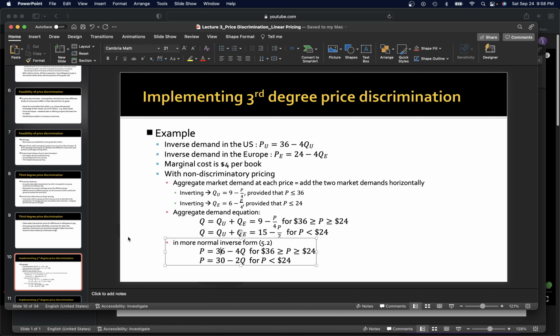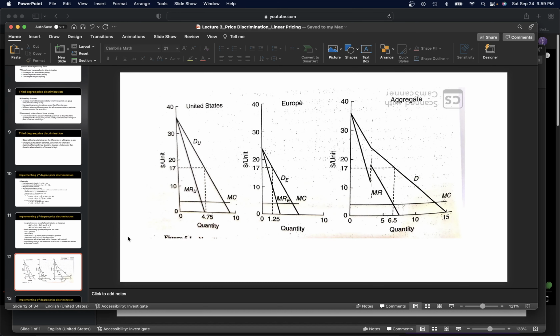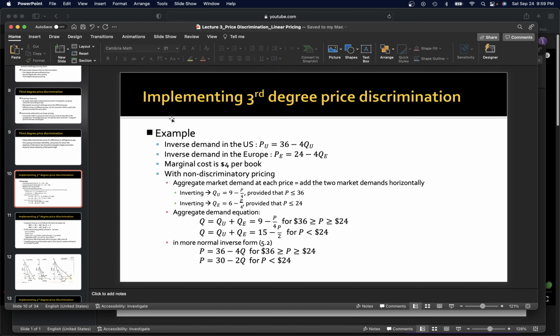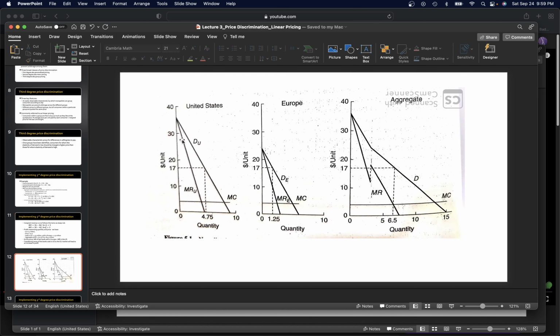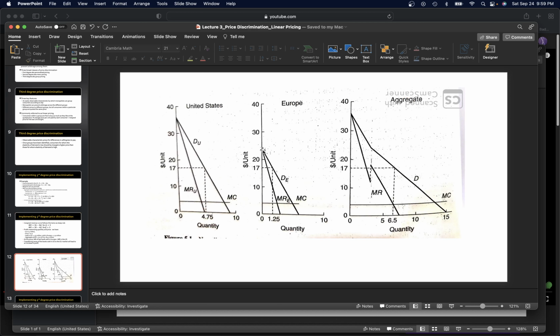All right, so now let's go here. I wanted to show you the demand function first before going to marginal revenue. Here you've got the demand in the United States. When quantity is 0, this is 36. And in Europe, when the quantity is 0, this is 24. And here's not really a discontinuity; the discontinuity is down here. But this is a change in the slope.